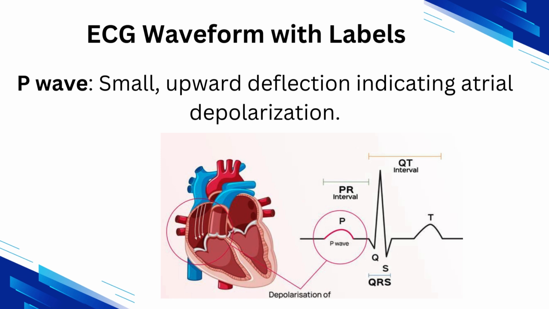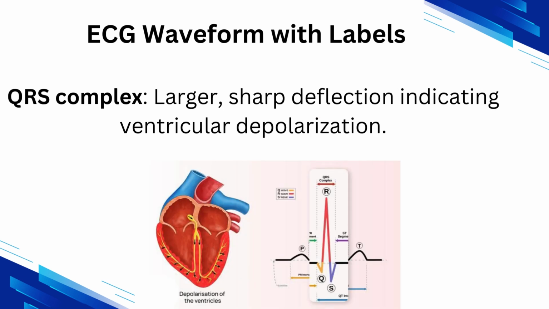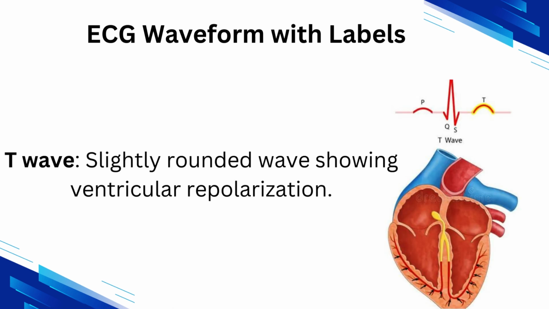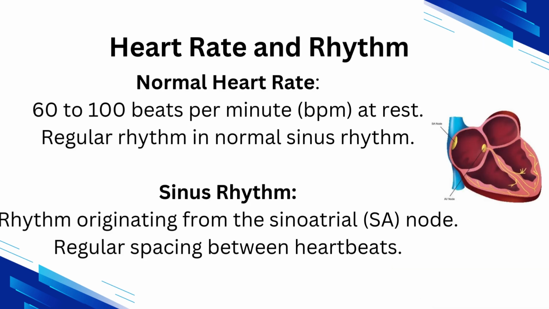ECG waveform with labels. P wave: small, upward deflection indicating atrial depolarization. QRS complex: larger, sharp deflection indicating ventricular depolarization. T wave: slightly rounded wave showing ventricular repolarization.